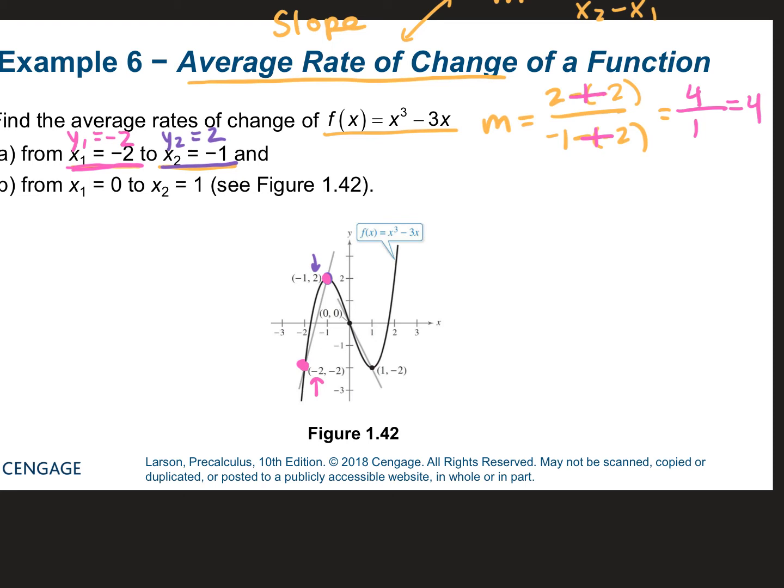If it didn't give us the graph, we could always plug our x values into the function here and solve for y. So we would just solve for that f of x. So we would plug it into x here and x here.